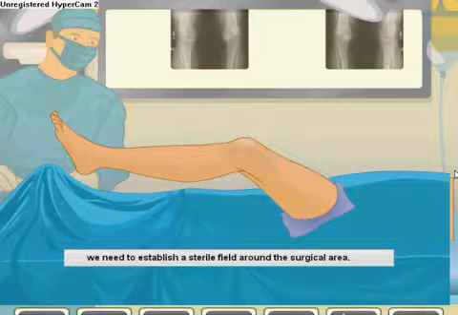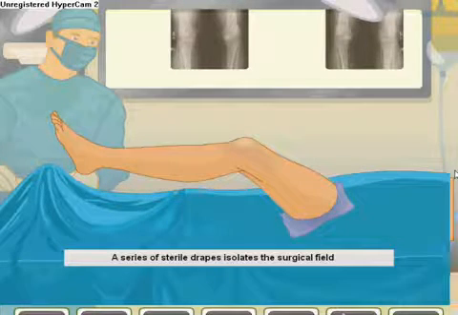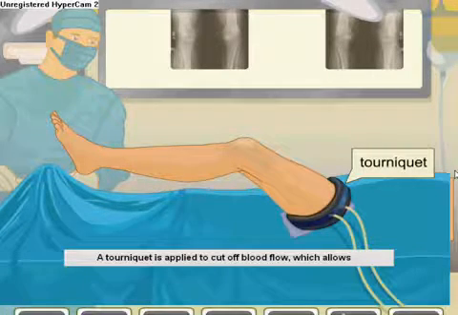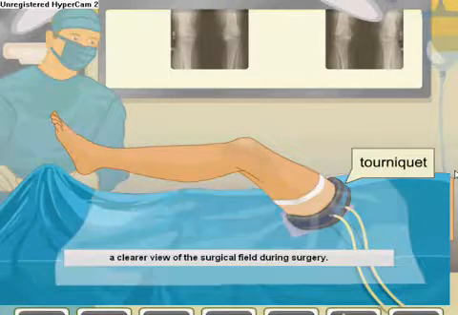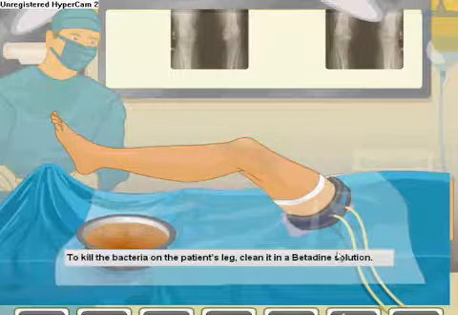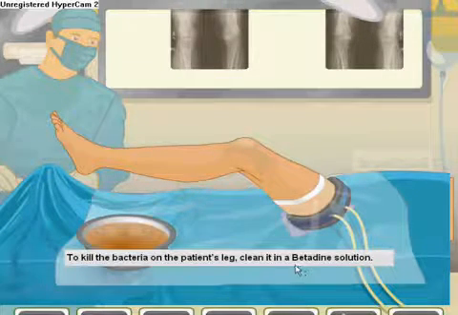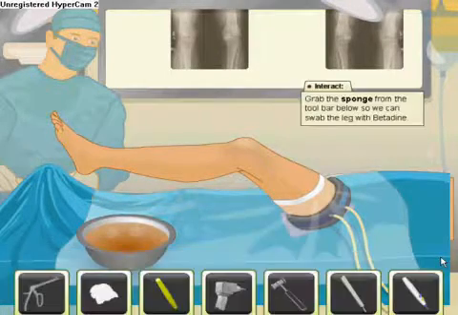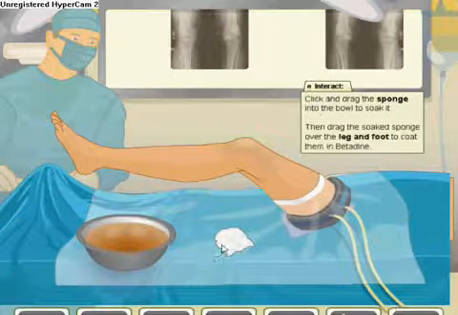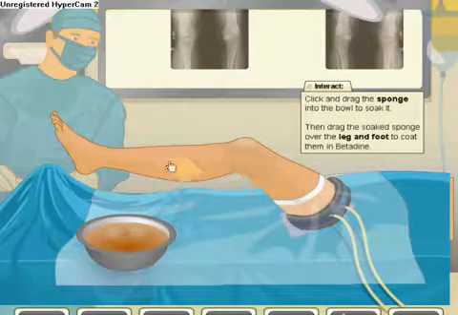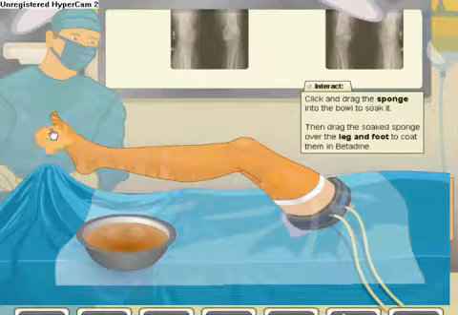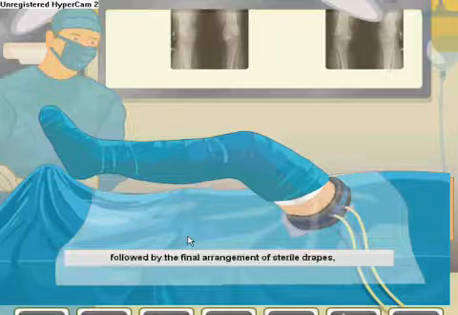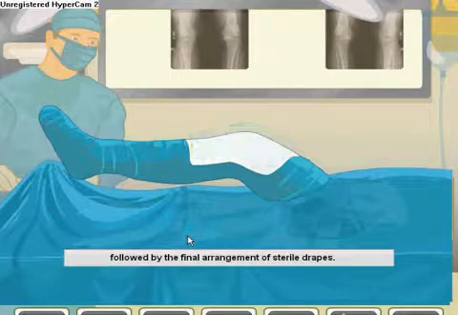a sterile field around the surgical area. A series of sterile drapes isolates the surgical field from the rest of the patient's body. A tourniquet is applied to cut off blood flow, which allows a clearer view of the surgical field during surgery. To kill the bacteria on the patient's leg, clean it in a betadine solution. This scrubbing process will limit the chance of bacterial infection. Betadine scrub is applied 2 more times, followed by the final arrangement of sterile drapes.